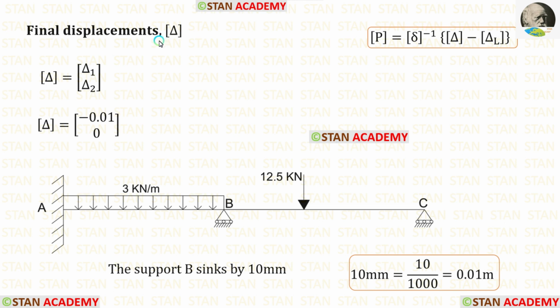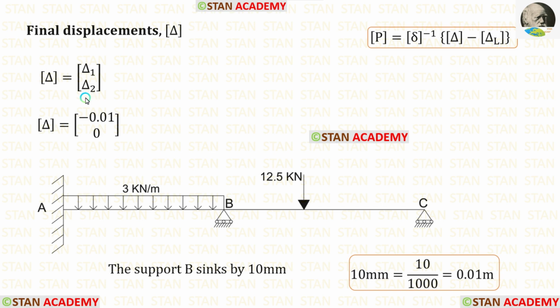We know that inside the delta matrix, we will have the final displacements. Inside the delta matrix, we have delta 1 and delta 2. Delta 1 represents the first coordinate. Our first coordinate is at the point B. The support at the point B sinks by 10 mm. Let us convert 10 mm into meter. When we divide 10 by 1000, we will get 0.01 meter. But inside the matrix, we have to apply it as negative because the settlement occurs downwards.